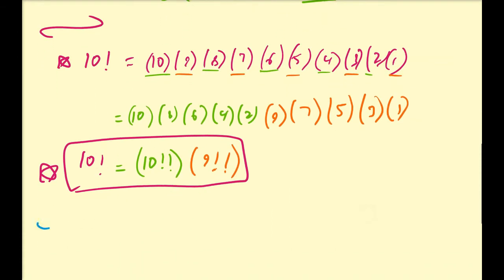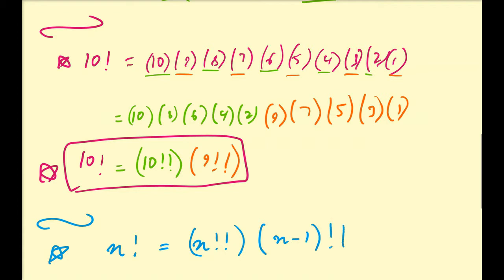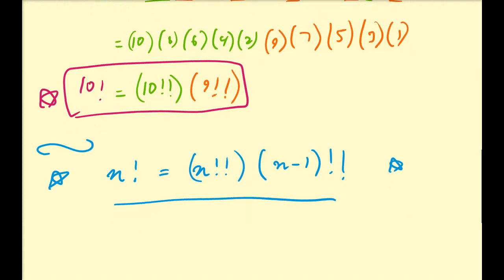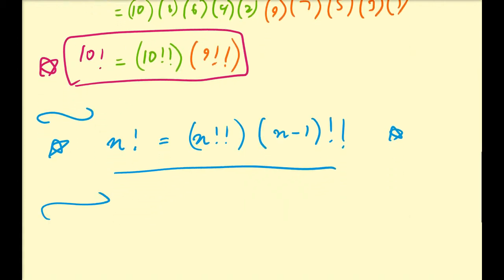So you can generalize the identity, or you can prove this using mathematical induction. But n factorial is always going to be equal to n double factorial times (n minus 1) double factorial. So this is an identity that comes from factorials and double factorials. All right, makes sense? All right, let's go towards triple factorials and see how those will work out.